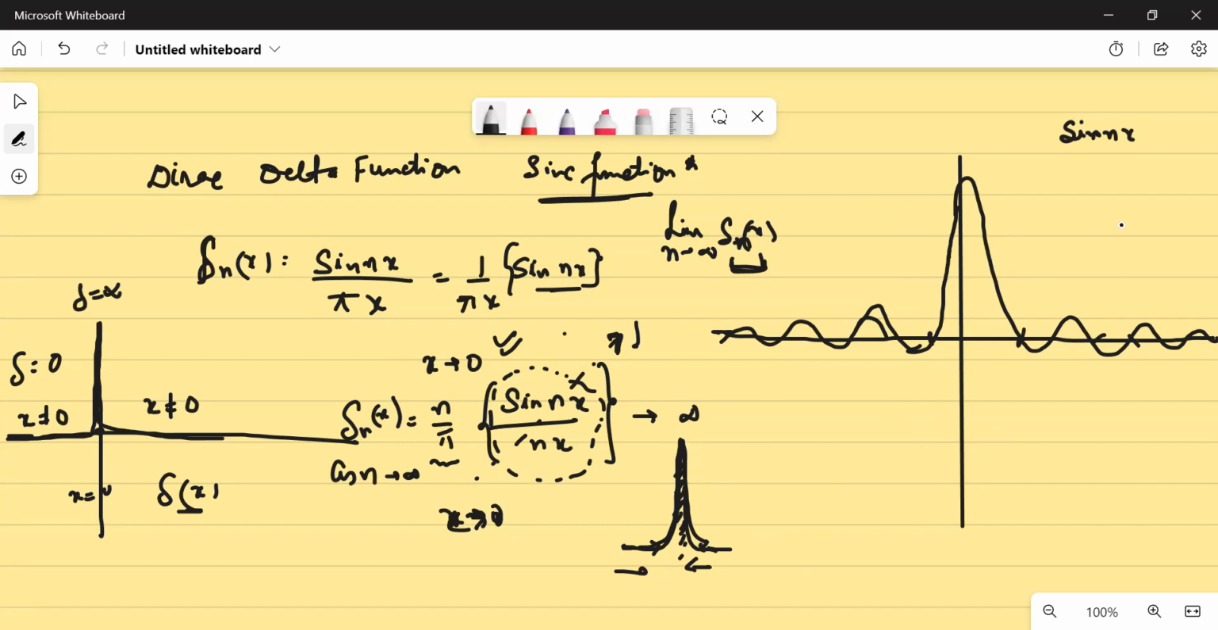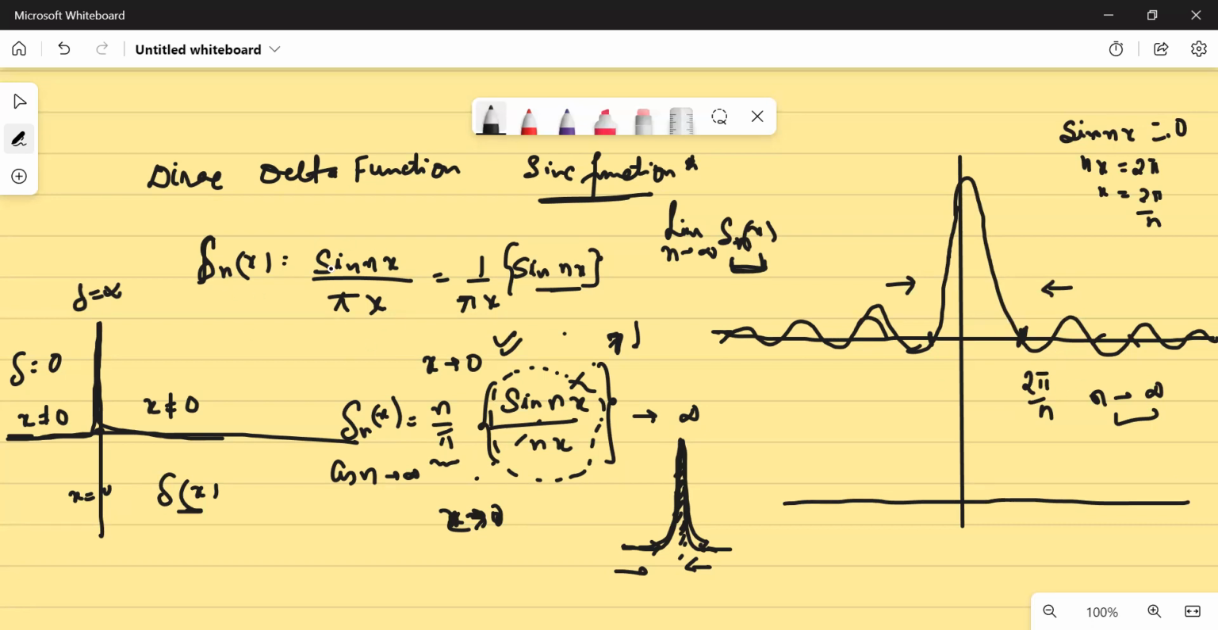Further, also understand these points, just try to locate them. What are these points? These are those points where sine nx would be 0. So your sine nx would be 0 when nx equals 2 pi, so x will be 2 pi over n. All these roots can be written as 2 pi over n. Now see, as n tends to infinity, all these points are shifting towards the origin.